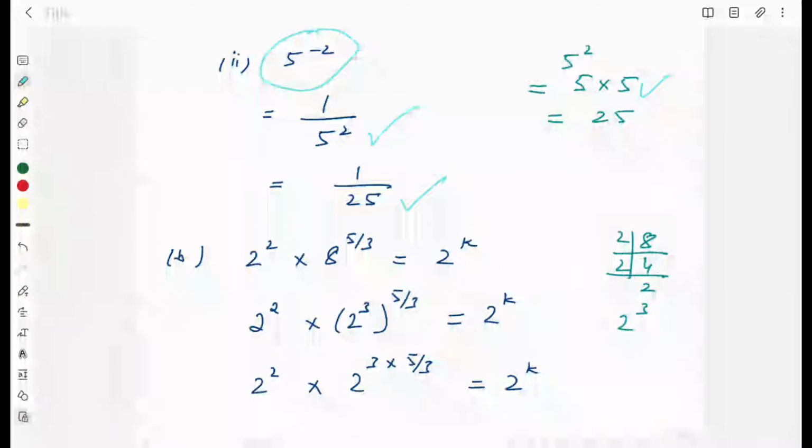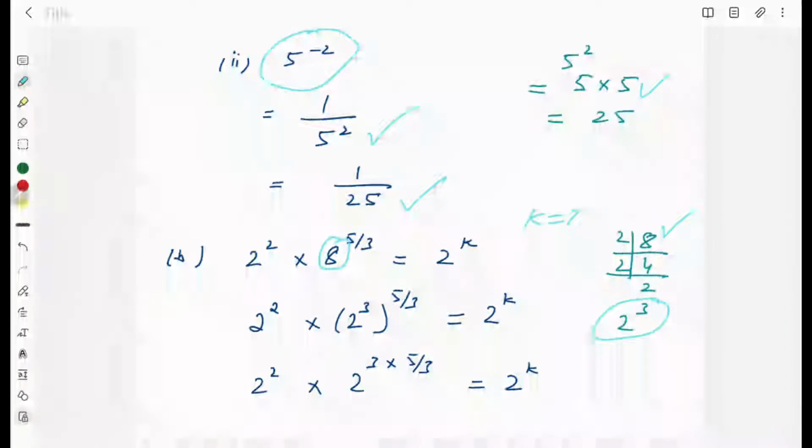Part B says 2 raised to the power 2 multiplied by 8 raised to the power 5 over 3 equals to 2 raised to the power k. Here you have to find the value of k. So the value of k is required. In this situation, you can simplify your left hand side. 8 is not a prime number, so you will take prime factors of 8, which is 2 raised to the power 3, 2 multiplied by itself 3 times, so 2 raised to the power 3.